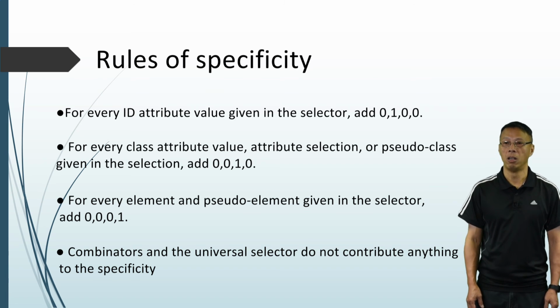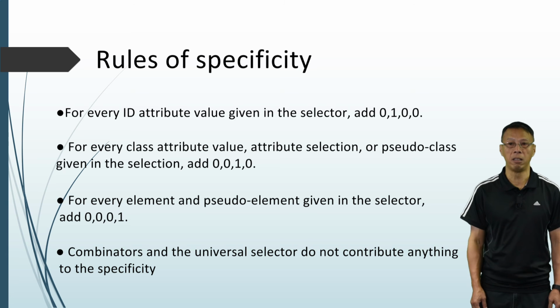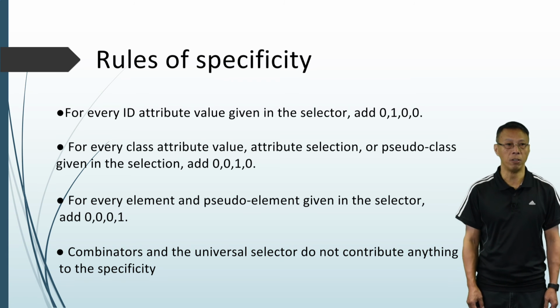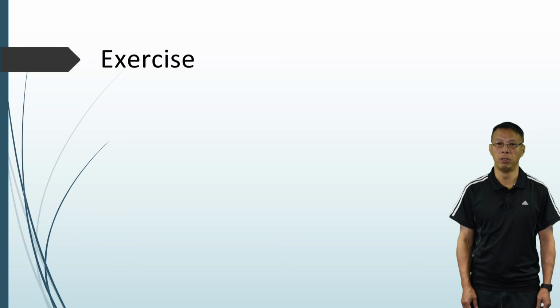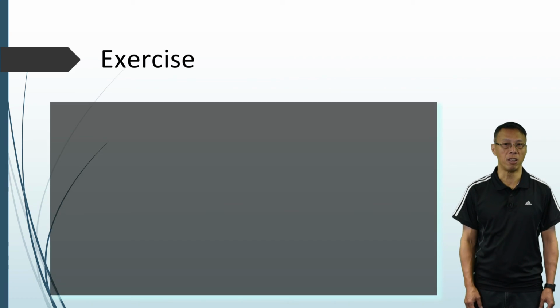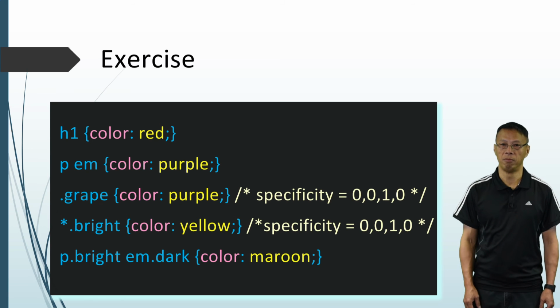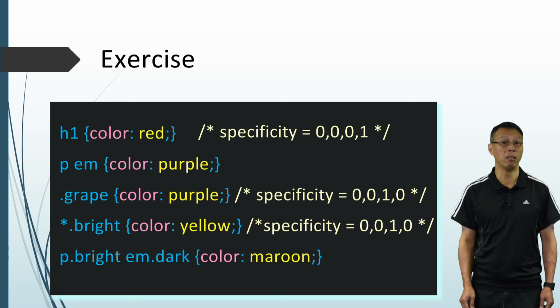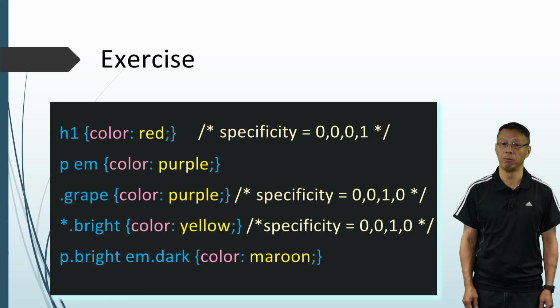Now notice that what I just mentioned, 0, 1, 0, 0, 0, 0, 1, 0, 0, 0, 0, 1, are representing some sort of coordinates to represent how specific the class or the elements are. Here we would like to look at some examples of how we can assign the coordinate values for different CSS elements. H1, color red. And H1 is an element. So we have 0, 0, 0, 1.